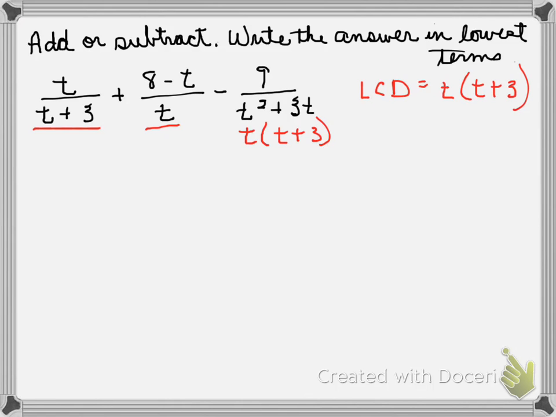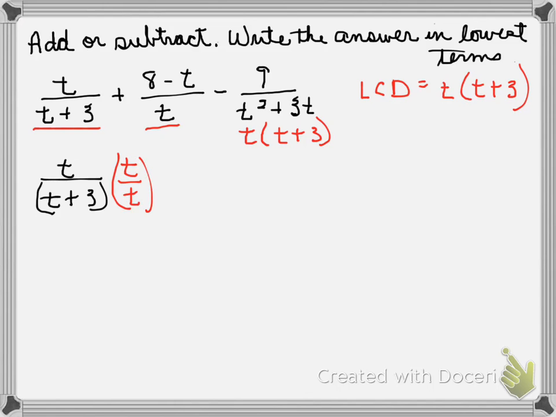Okay, so now let's write our equivalent fractions by multiplying each by the missing value needed to have that common denominator. So the first one is t divided by t plus 3. So it's missing a factor of t. So we will multiply it by t over t. I'm just multiplying it by 1 so it doesn't change its value.